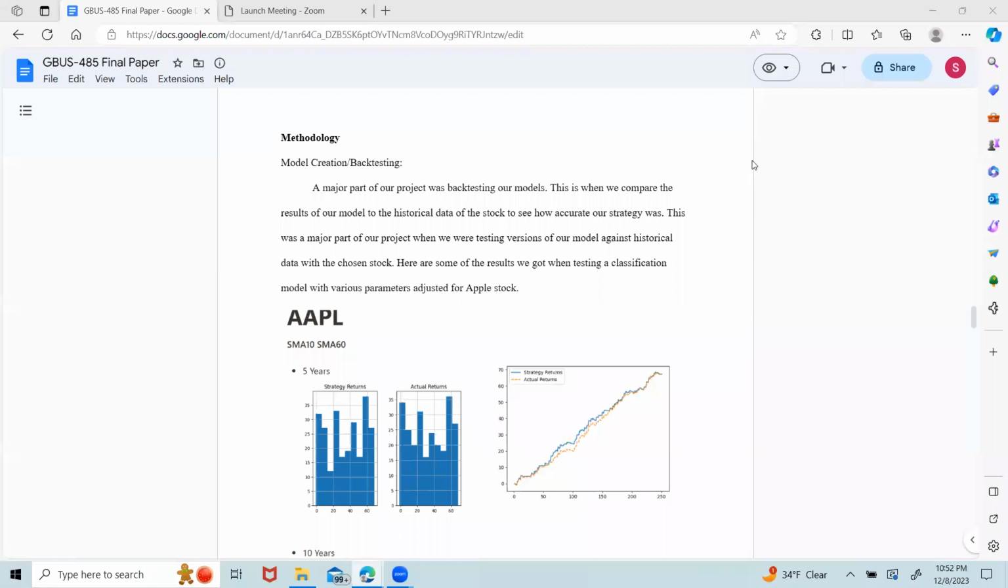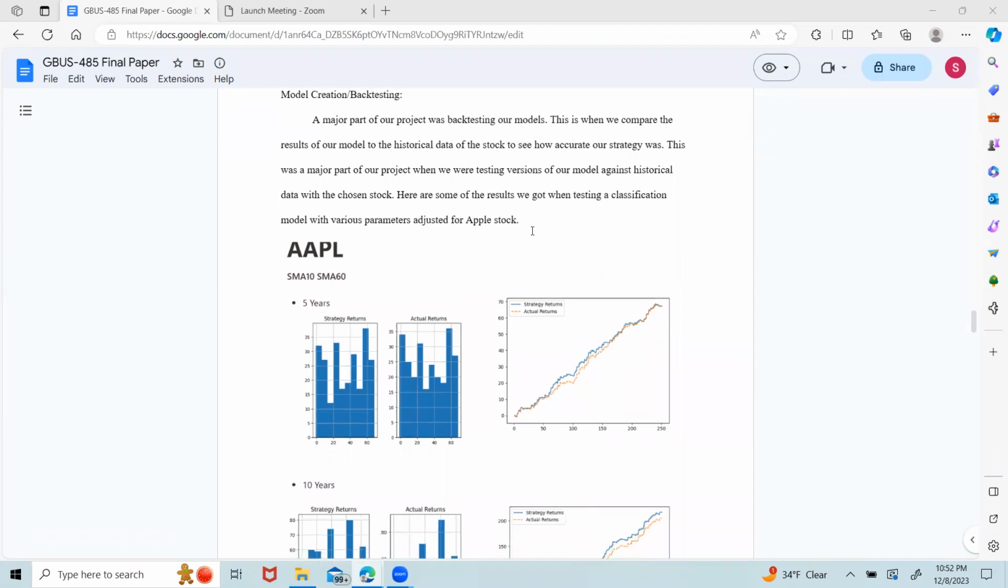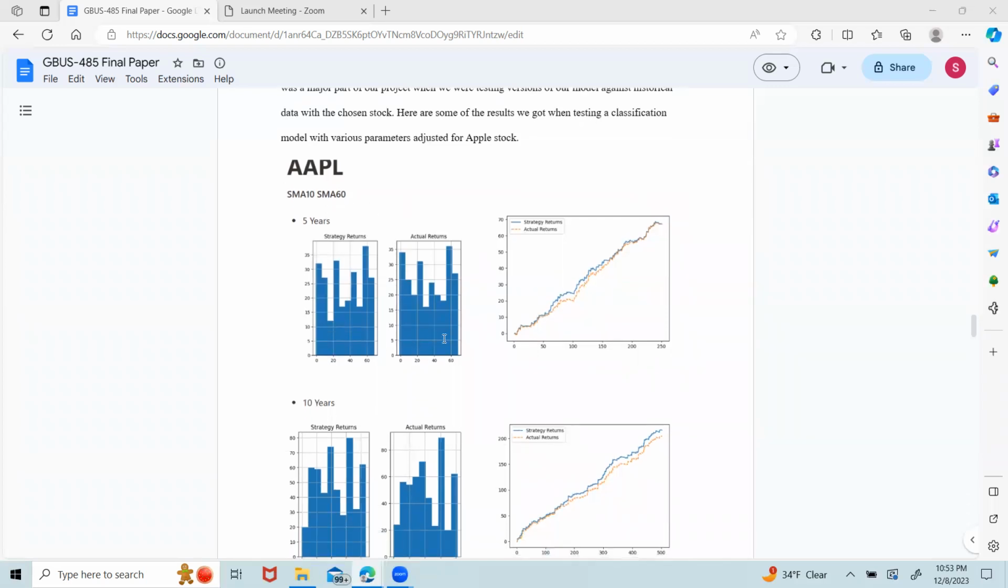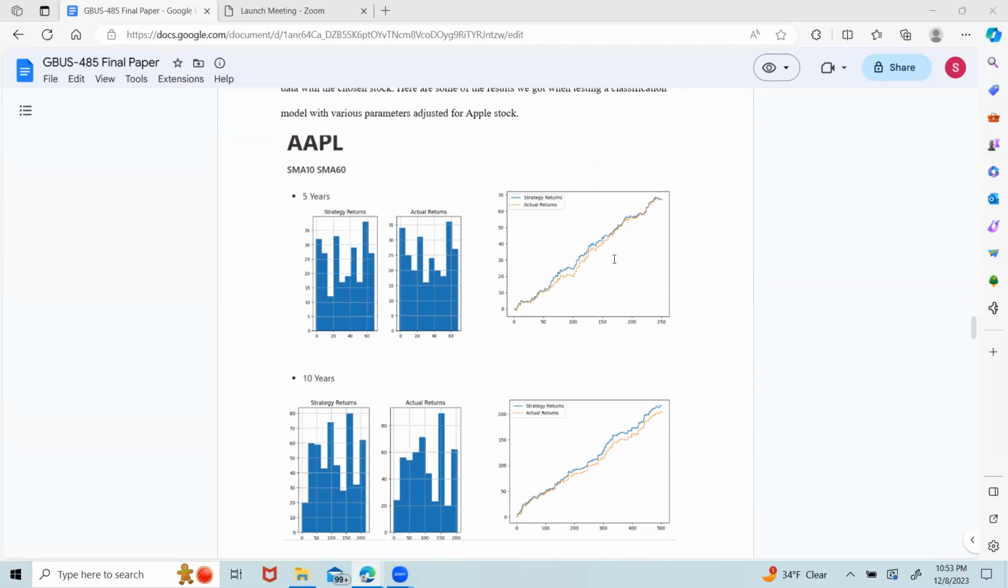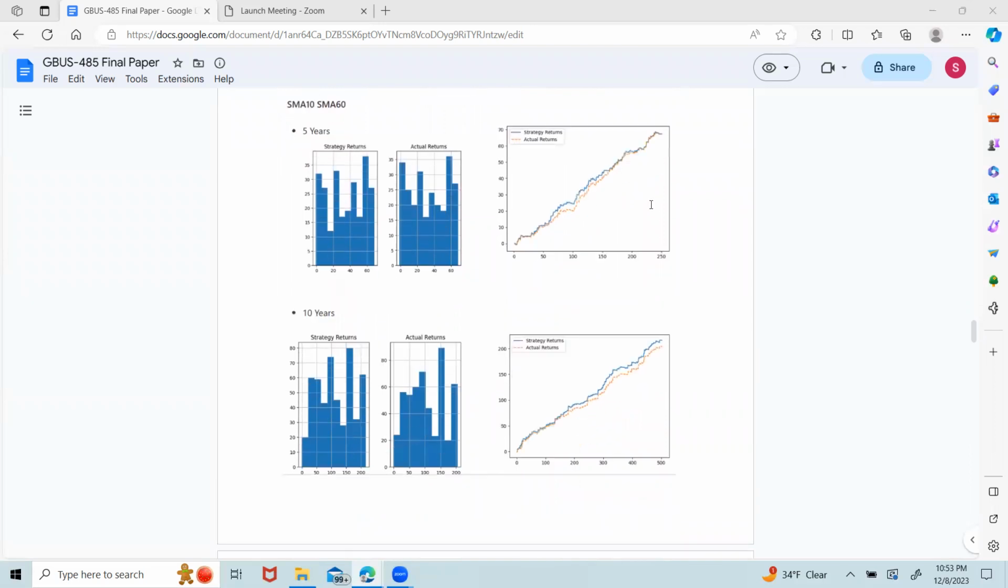Now to go over methodology and some of the things that we did in our project. One of the big things is backtesting. Once we created our trading strategy using machine learning, we need to compare it against actual historical stock data to ensure that it's functioning accurately or to see if it can outperform historical data. Here, for example, we're looking at Apple using a 10-day short moving average and a 6-day short moving average over 5 and 10 years. You can see the comparison between the returns from our strategy versus the actual returns. You can see that they're fairly close, but also our strategy outperforms the actual returns slightly.